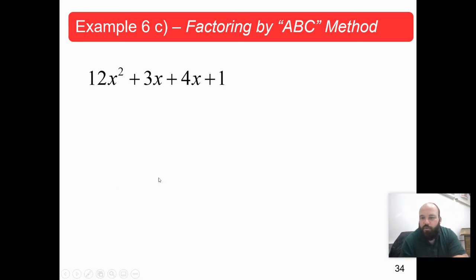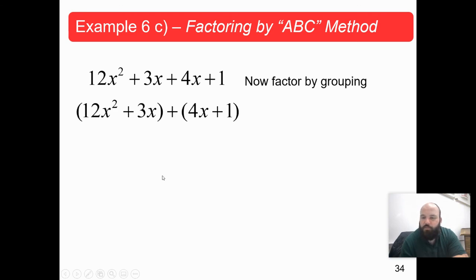So now that we have four terms, we're going to group the first two terms together. We're going to group the second two terms together. And we're going to take the GCF out of each individual group. So in the first one, the GCF is 3x. Okay. Now, in the second one, this is why I showed you this.